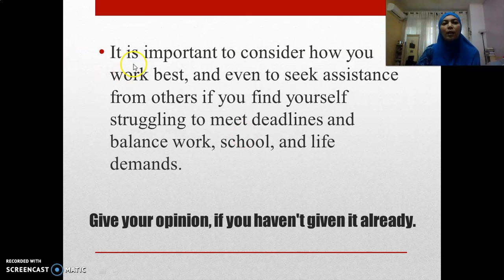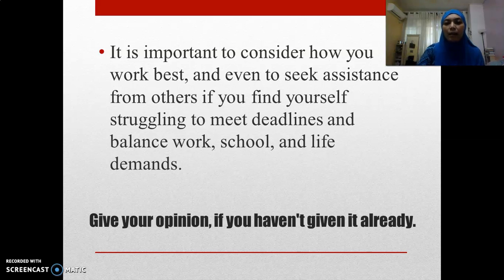So this is the opinion that I have come up with for my essay. It is important to consider how you work best, and even to seek assistance from others if you find yourself struggling to meet deadlines and balance work, school, and life demands. So this is my opinion.